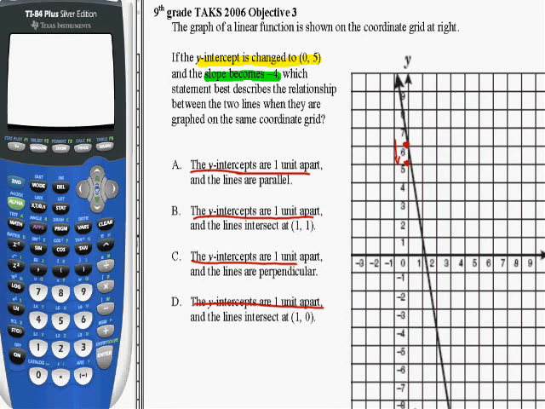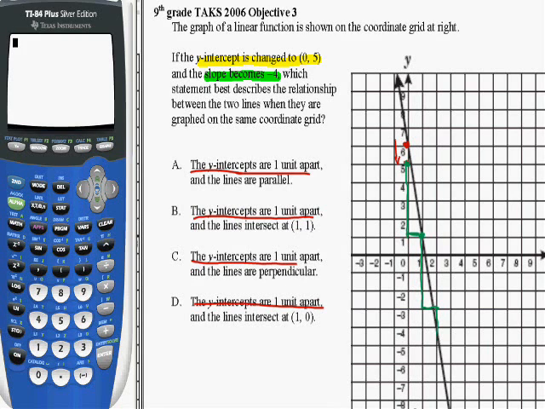It's becoming -4. The original graph had a negative slope, looks pretty close to -4. We're starting at 5, remember, because we changed the y-intercept to 5. A slope of -4 means we go down 4 and right 1. Starting from 5, down 1, 2, 3, 4, and right 1. Then down 1, 2, 3, 4, and over 1. Get a few points going so we can get our line.